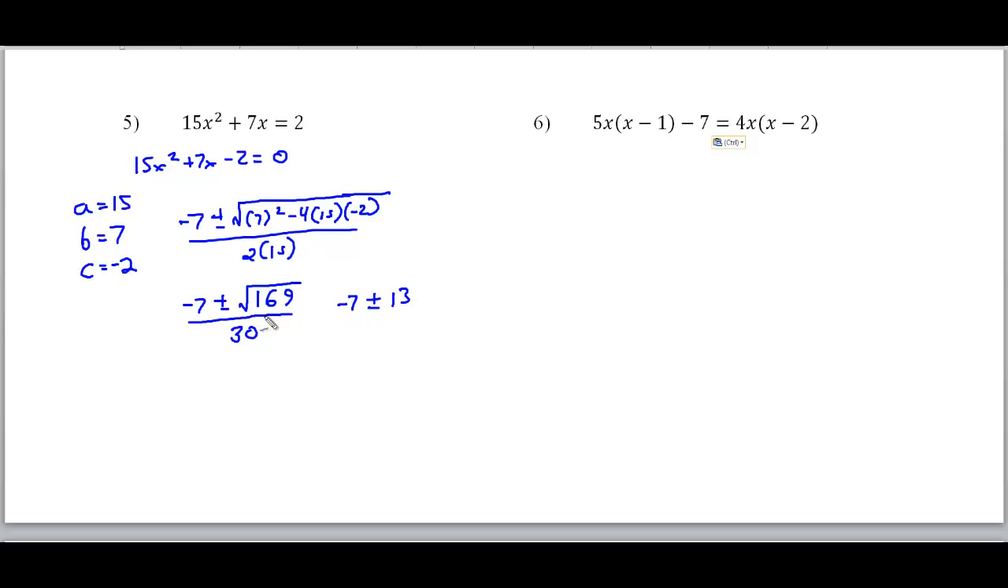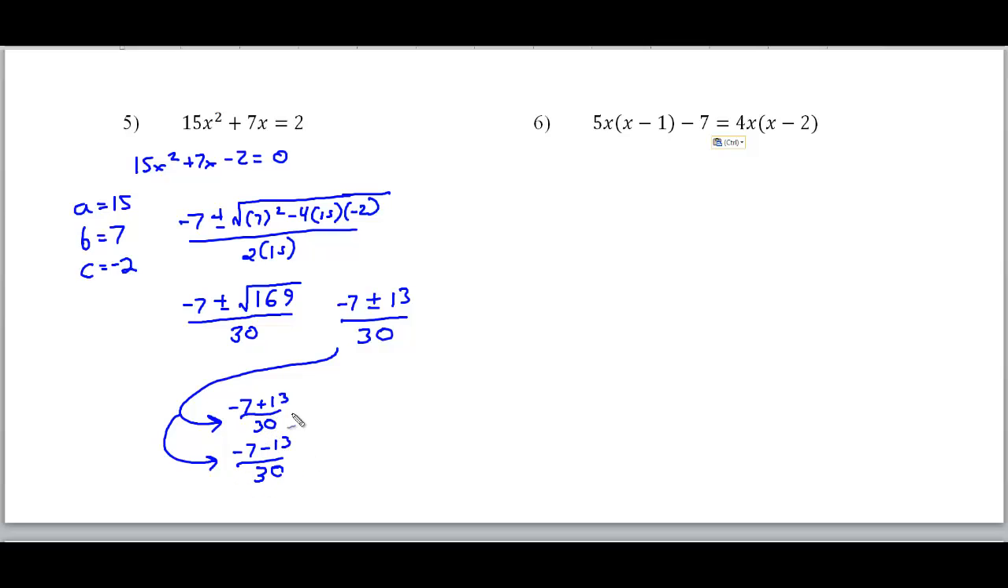And if you're unsure if something's rootable or not with your calculator, just go ahead and check. Now, you'll see that I have no square roots. That means no irrational numbers left in my problem. So we are really required to split this up and actually simplify it as much as possible. So we have negative 7 plus 13 divided by 30, and we have negative 7 minus 13 divided by 30.